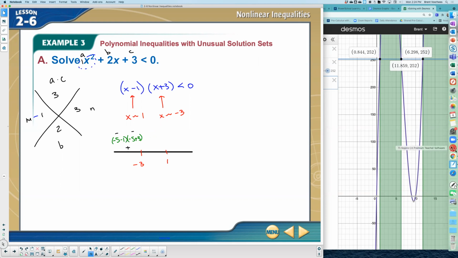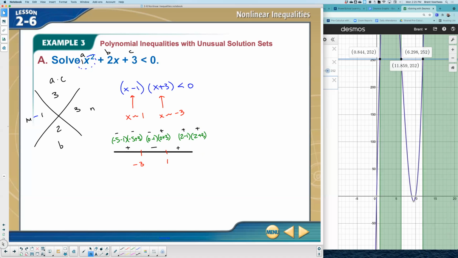Okay, and on the inside, let's just say, what's between negative 3 and 1? About 0. And then 0 minus 1, is that negative or a positive? A negative. And 0 plus 3? Positive. A negative times a positive? Negative. And finally, what's a number greater than 1? 2. 2 minus 1 and 2 plus 3. What's 2 minus 1? Positive. And 2 plus 3? Positive. Positive times a positive is positive.